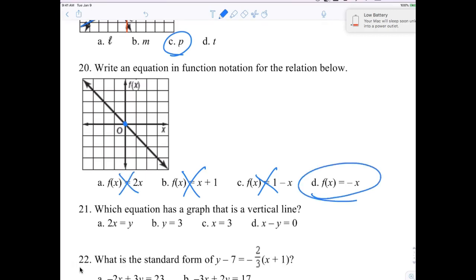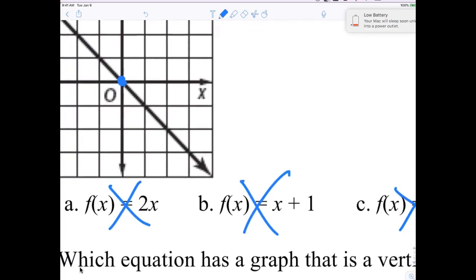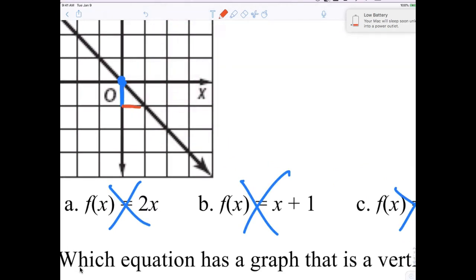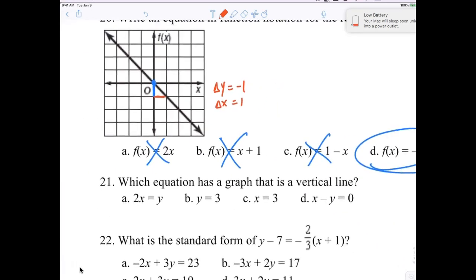Now, how do I know it's negative x? Because if you're looking at the slope, I went down 1, and then I went what? To the right 1. So delta y is negative 1, delta x is 1. All right, that's how I knew the slope was negative 1.